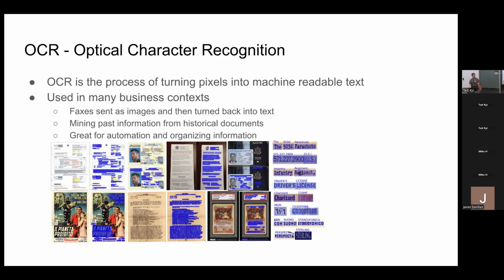Another one is historical documents. You have an old book and you want to capture it in a digital form, and then you take a bunch of pictures of all the pages and then you have to extract the text back out.